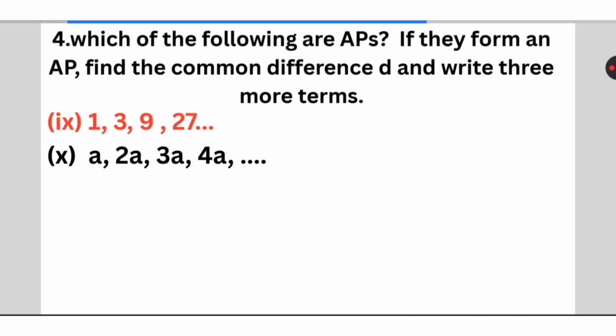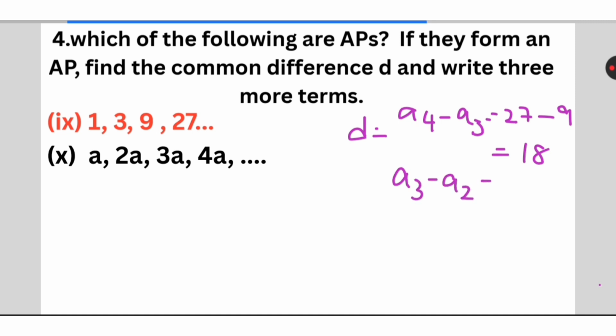And let's see the 9th question. 1, 3, 9, 27. Find out the difference. A4 minus A3. What is A4? 27. What is A3? 9. 27 minus 9, which gives 18. So when you do A4 minus A3, we are going to get common difference as 18. Now let's do A3 minus A2. So A3, that is third term, is 9 minus the second term is 3. 9 minus 3, which gives only 6. So here the common differences are not same. That means this sequence does not form an arithmetic progression.